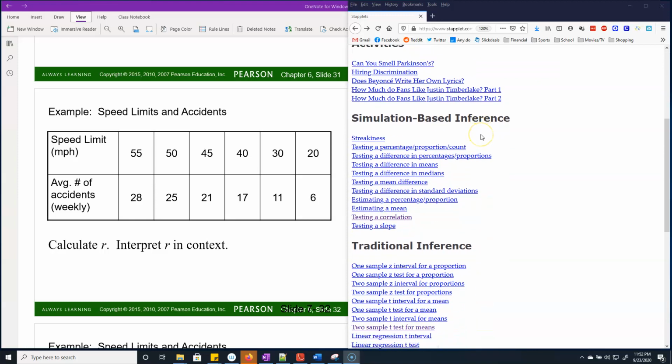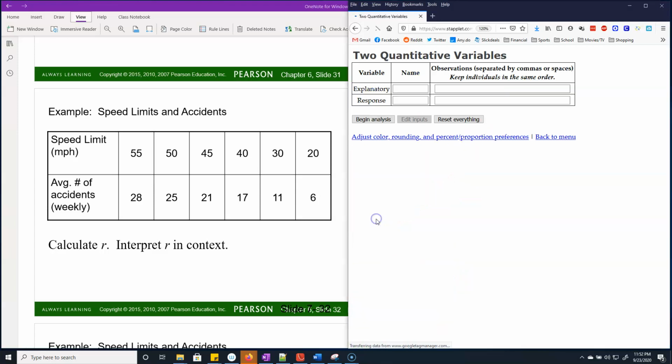So go ahead and pause if you need to get to Statcrunch, because we're going to use that. And then I'm going to go to testing a correlation. And the explanatory would be the speed limit, because changing the speed limit is what's going to change the number of accidents. And this one is accidents. Let's go ahead and put number of accidents.